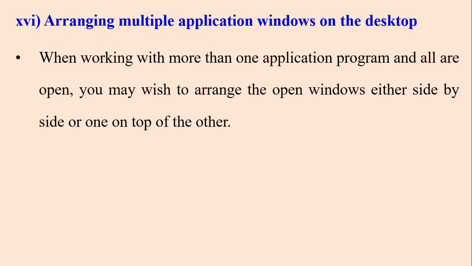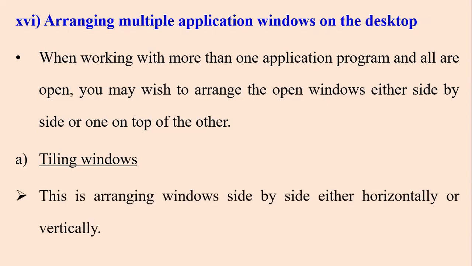How do you arrange multiple application windows on the desktop? So if you have several windows open on your desktop and you want to arrange or organize them so that you can work across several of them, what you just need to do is to arrange them either side by side or one on top of the other. So let's look at what we refer to as tiling windows. This is arranging windows side by side, either horizontally or vertically.